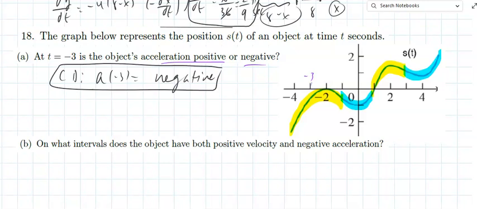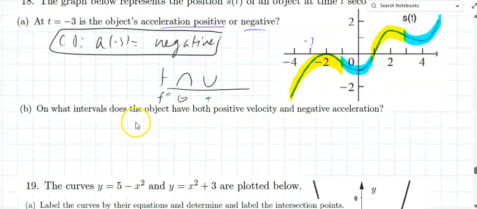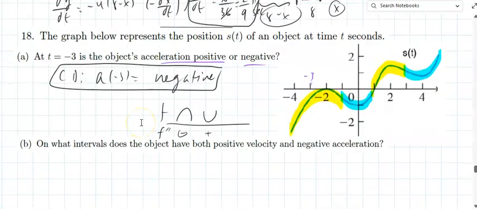Remember, if the second derivative is negative, the function is concaving down. And if the second derivative is positive, the function is concaving up. On what intervals does the object have both positive velocity and negative acceleration? Okay, negative acceleration means concaving down. I already labeled them. They're marked in yellow.